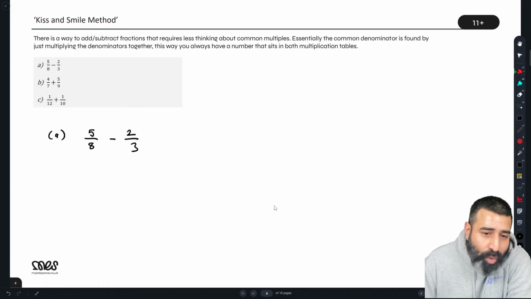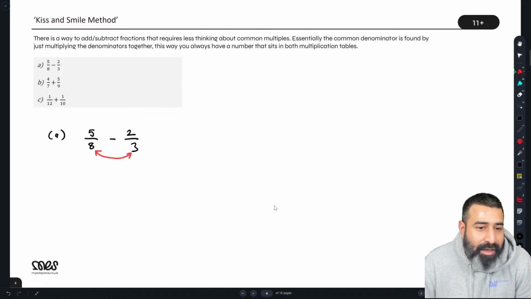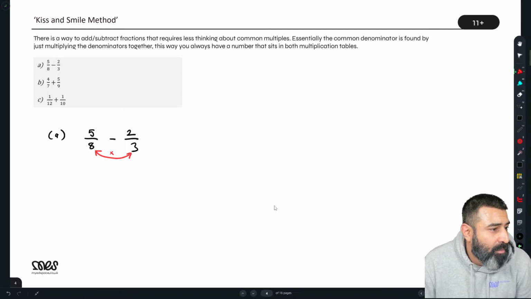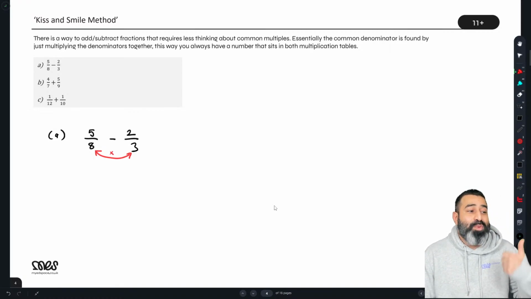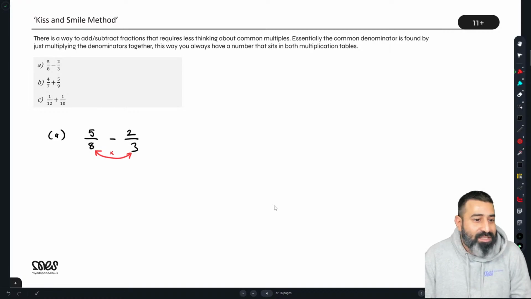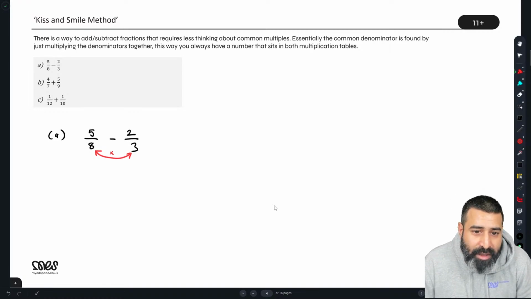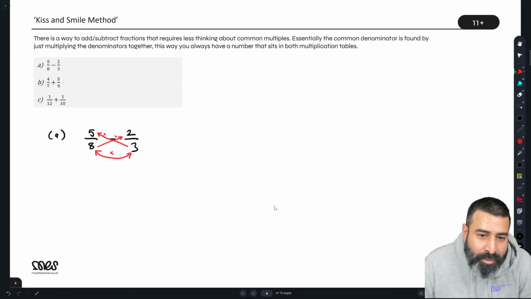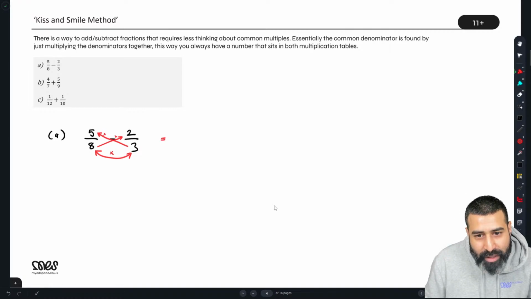Let's have a look. So what we can do is start by multiplying these together, okay? You prefer the other method. I prefer the other method as well, Rickson, but let's have a look at this method as well, okay? So let's multiply the 8 and 3, and then we're going to cross multiply like this, okay? So you can see it's a bit like these guys are kissing and here is a smile, okay? So we are going to rewrite this.